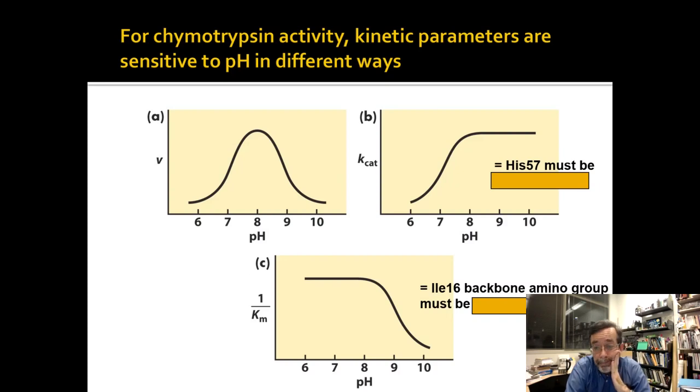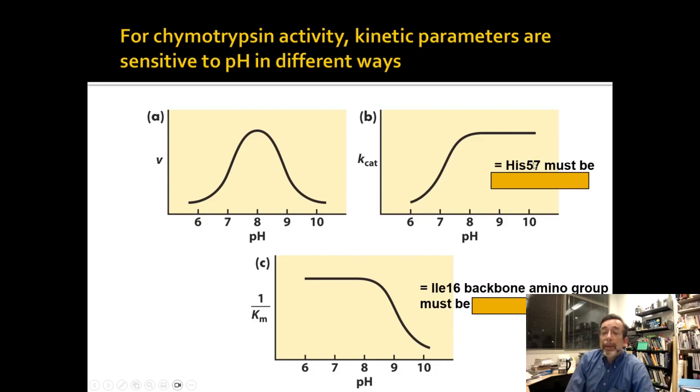Everything's good. What you can do is mutate residues, or you can break it down, because we can not just measure rate, we can measure Kcat and Km. If we do a graph of Kcat versus pH, look at this. Kcat drops off when you gain protons. So we know that this Kcat is associated with His 57, because it goes away if you mutate His 57.